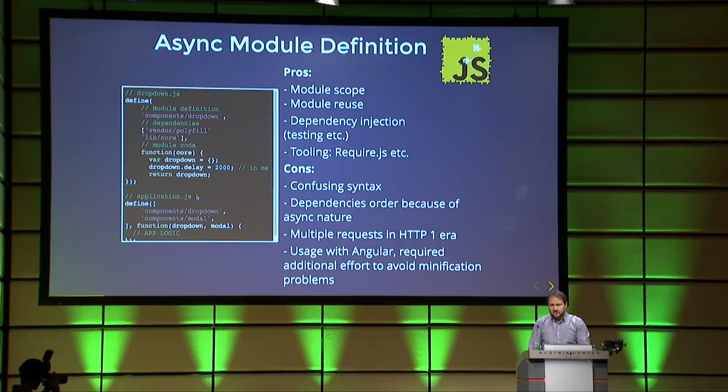Pros: finally, you have module scope, because everything is wrapped in this variable and function. Dependency injection was there because you could redefine this particular component dropdown, so it's nice for unit testing and other stuff. Tooling was there, like RequireJS and everything else.